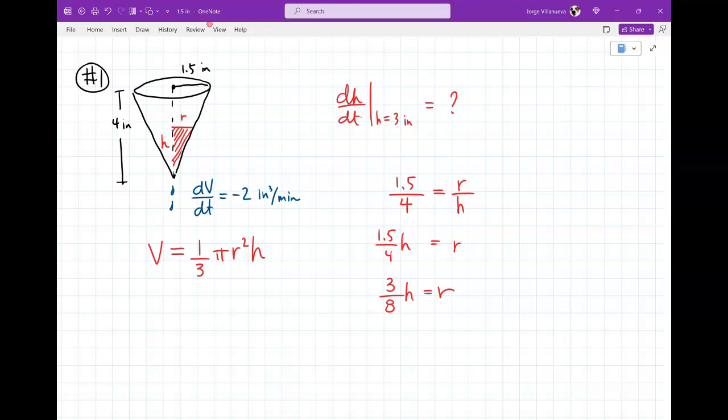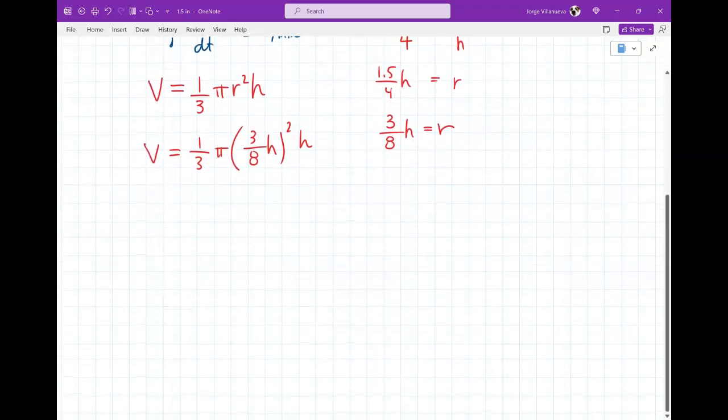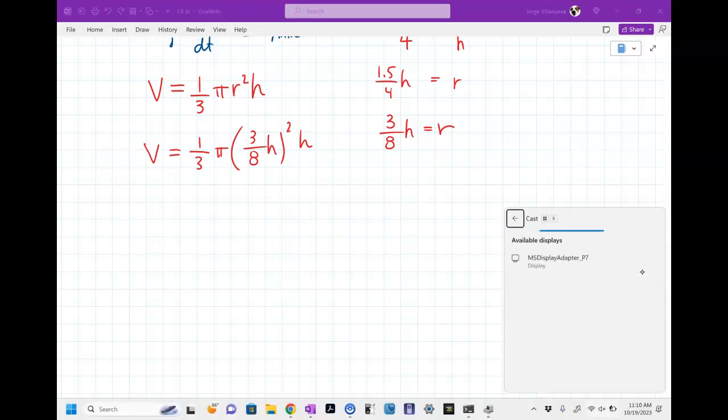All right. So V is equal to 1/3 pi. R is 3/8 h squared, and give me a second. Sorry about that, I just got stuck. That's 3/8 h squared times h. So let's go ahead and, oops, give me a second. I just realized I forgot to display this up there.